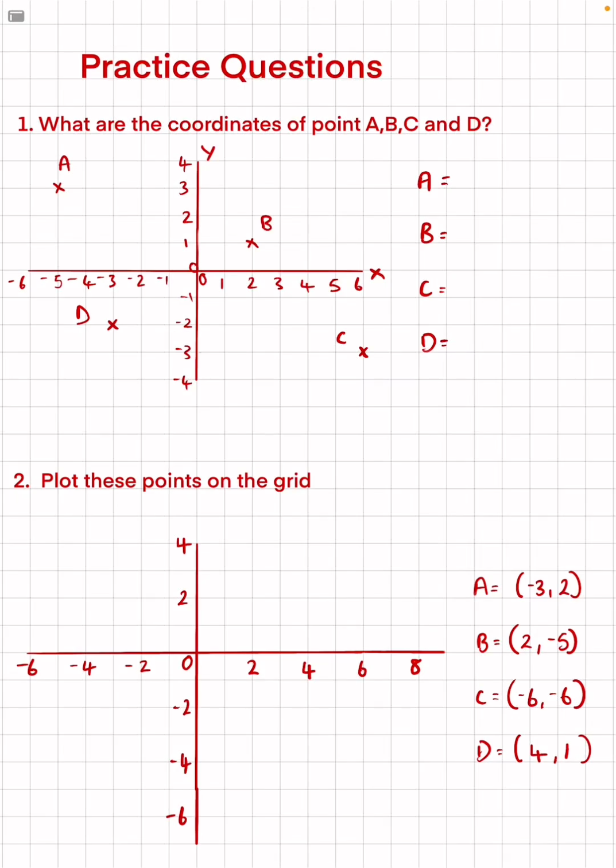Here are some practice questions for you to try. Press pause and have a go at them. And when you're ready for the answers, press play.